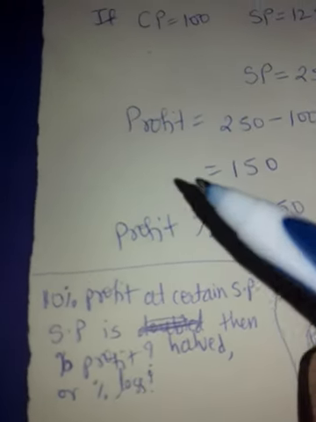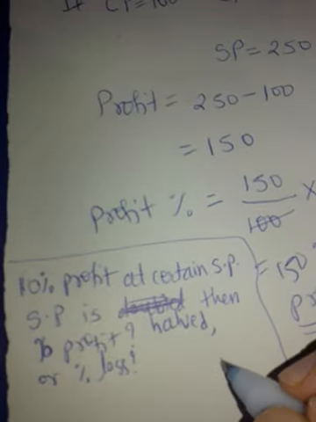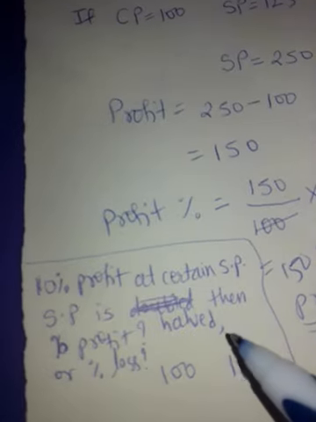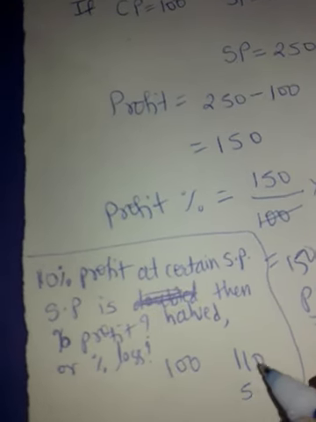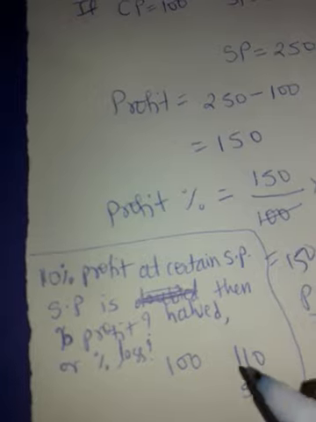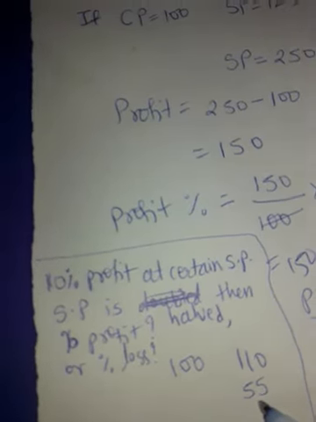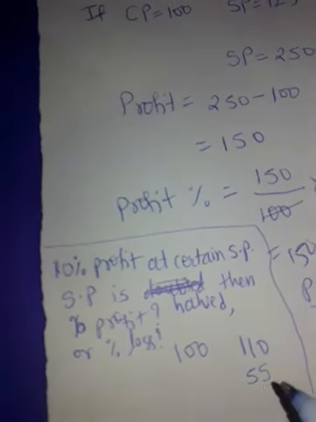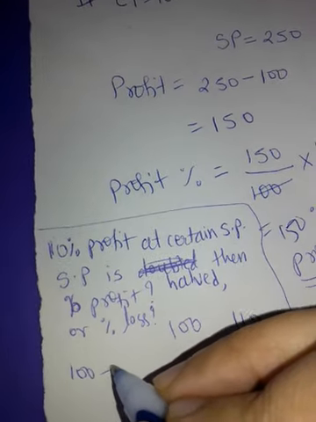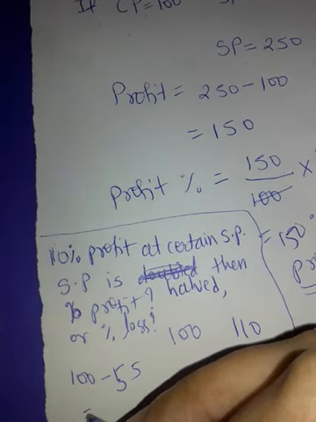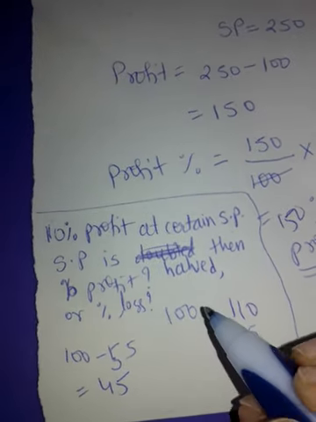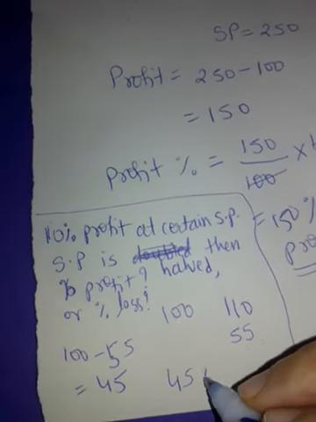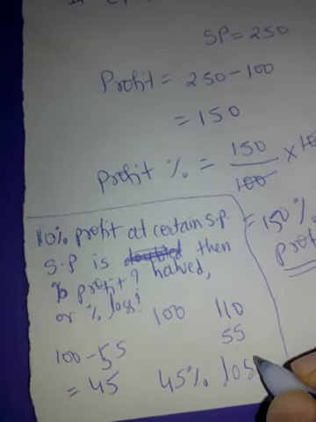Earlier it was 10% profit. So SP was how much? 110. CP was 100 and SP was 110, but now SP is halved. That means now half of this is 55. Now SP is 55. 100 is the cost price, SP is 55. That means there is a loss of how much? 100 minus 55, that much is loss, 45. This loss is over which cost price? 100. So it is 45% loss.